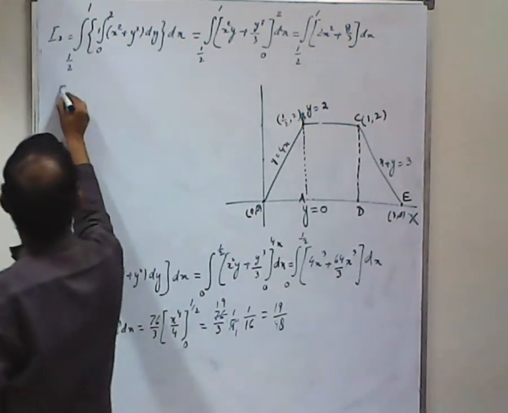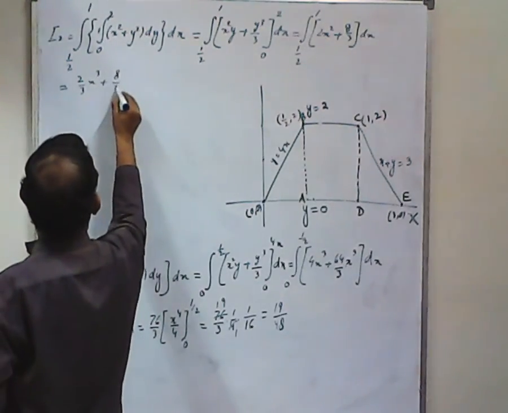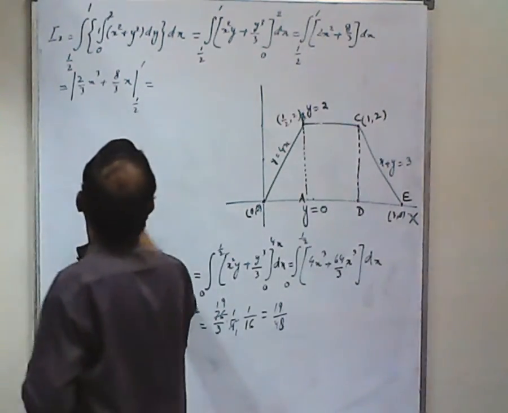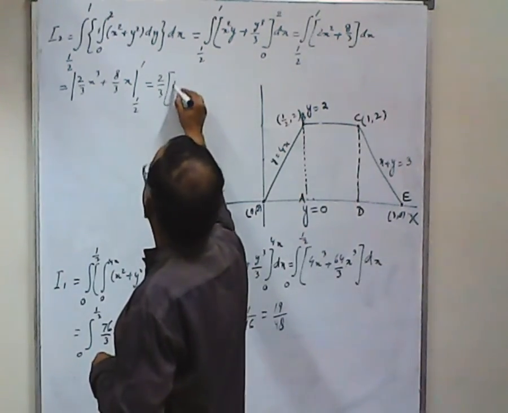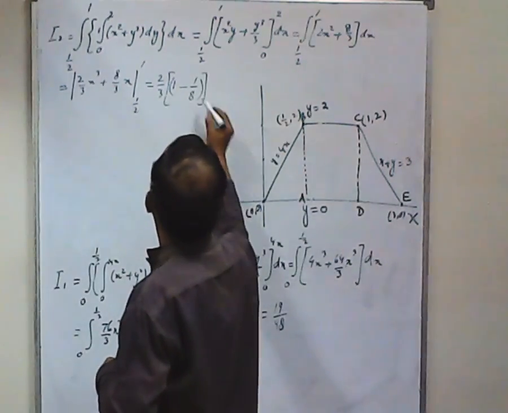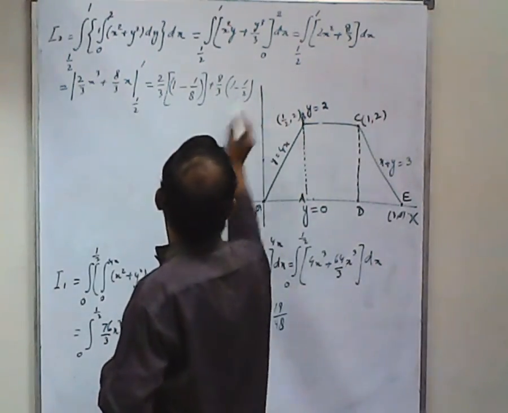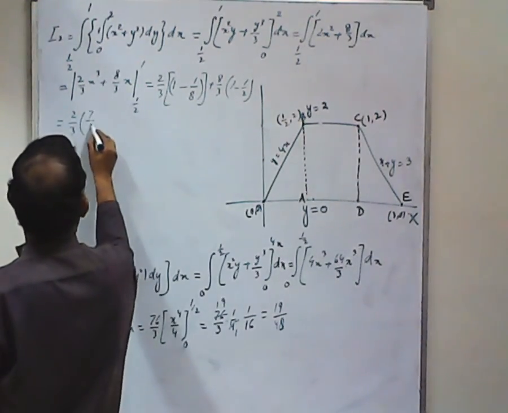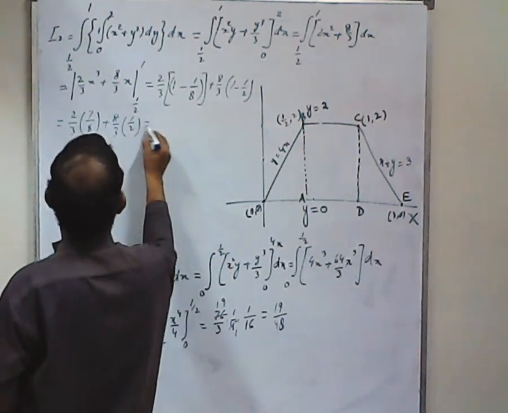So now again integrating with respect to x, it is 2 upon 3x cube plus 8 upon 3x. So now the limits are half to 1. If I substitute, this is 2 upon 3, so 1 cube is 1 minus 1 by 8, and plus 8 upon 3, 1 minus 1 by 2. So finally what I have is 2 upon 3 times 7 upon 8 plus 8 upon 3 times 1 by 2.